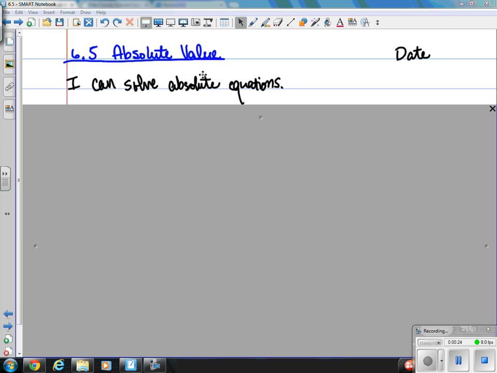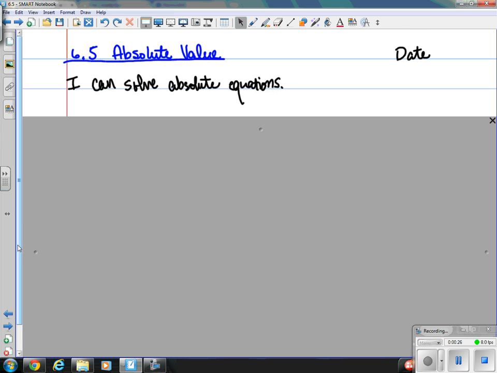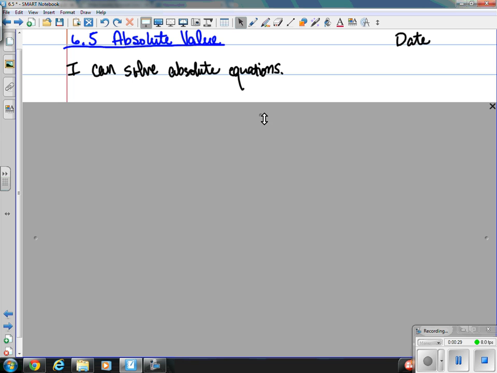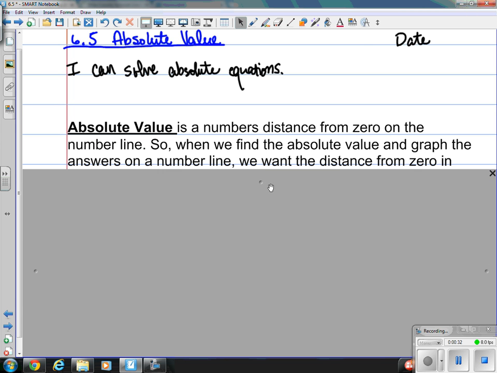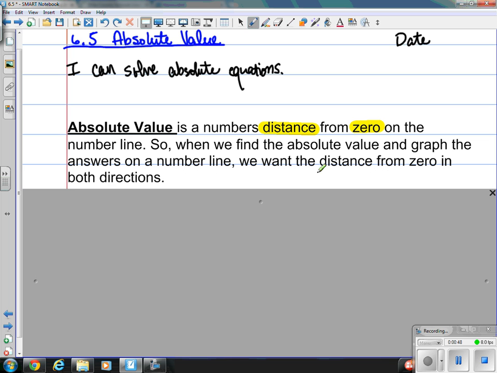Now, when we're dealing with absolute value equations, we're going to backtrack for a little bit and just remind ourselves what absolute value is. Absolute value is a number's distance from 0 on a number line. So when we find the absolute value and graph the answers on the number line, we want the distance from 0 in both directions. Because if you think about a number line, they go both left and right. So when we find absolute value, we have to go in both directions, left and right.